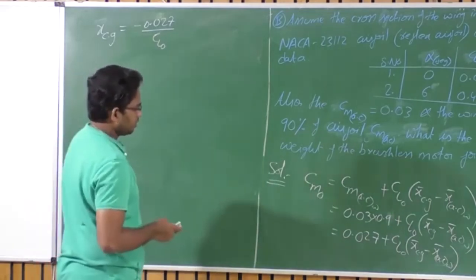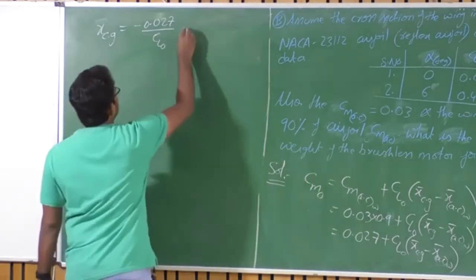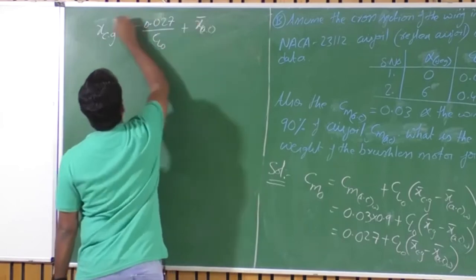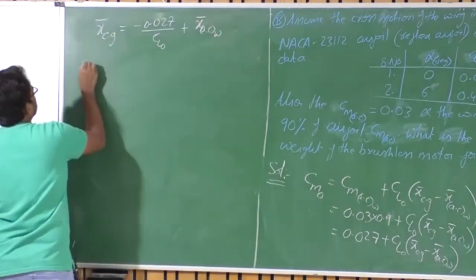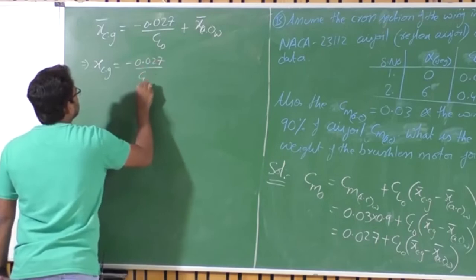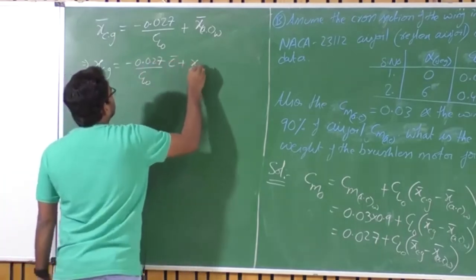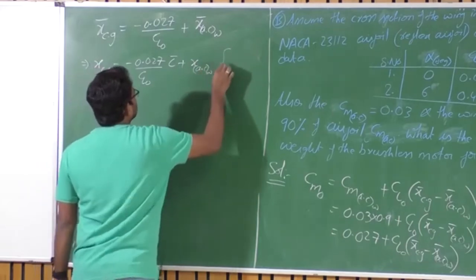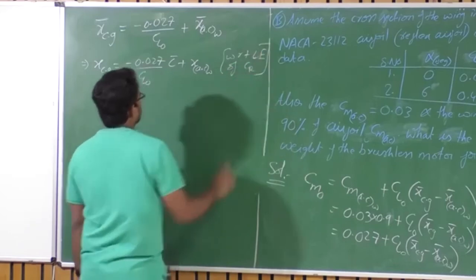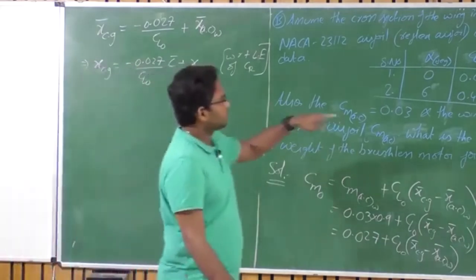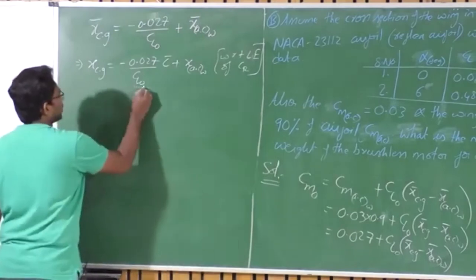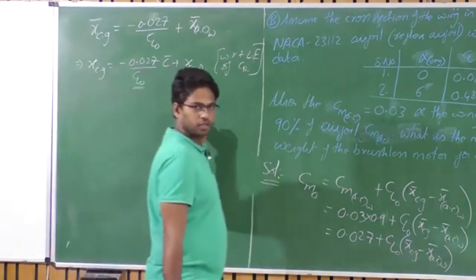CL naught of the wing, plus X bar AC of the wing, okay? This equals XCG equals minus 0.027 upon CL naught times C bar plus XAC of the wing. So this entire thing is with respect to the leading edge of the root chord. We know what C bar is. C bar is approximately 0.285. So first of all, we need to find out what CL naught is. In order to solve this question, we need to find CL naught.